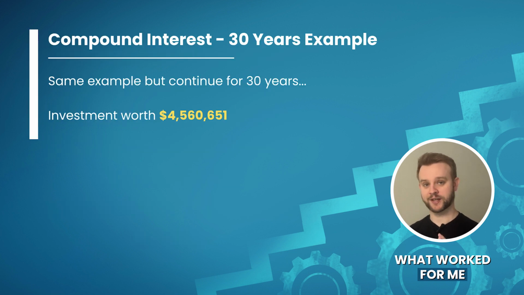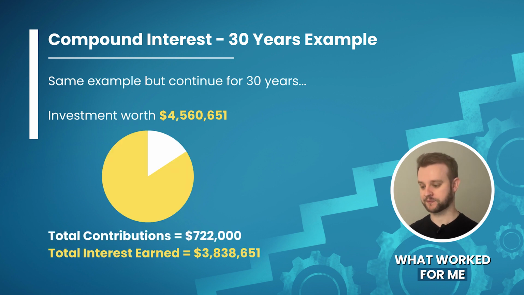Let's take this example and increase it to 30 years. Your investment would be worth over $4.5 million. But what's even more amazing, you would have invested $722,000, but made over $3.8 million in interest. Can you see how compound interest is so powerful? Every time I do these calculations, it just blows my mind, like what I wouldn't give to be 20 years old again, right?